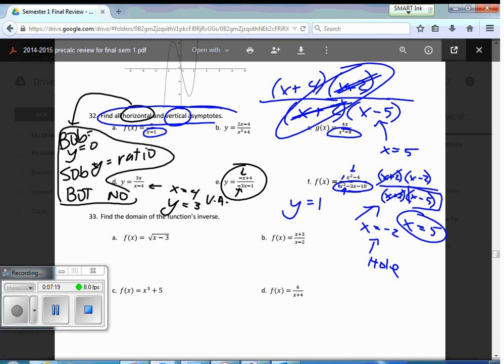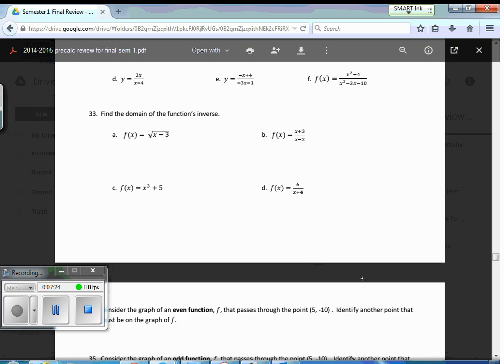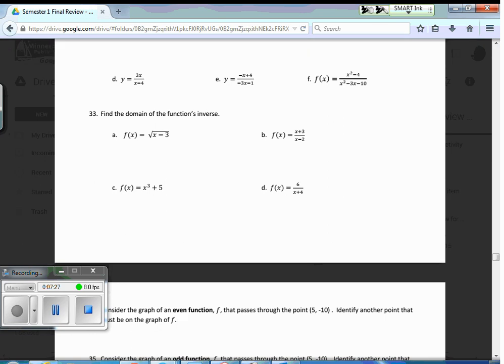The domain. Oh, wait, not just the domain. The domain of the function's inverse. Okay, so first of all, if I want to know the domain and range of an inverse, do not go figure out the inverse and then find the domain and range. You find the domain and range of the original one, and then just reverse them. So all I need to know is the domain and range of this guy. But really, it says find the domain of the inverse, which means I really just need to find the range of this original function. You get what I mean? Because we're going to reverse them. So if we find the range, it'll become the domain of its inverse.